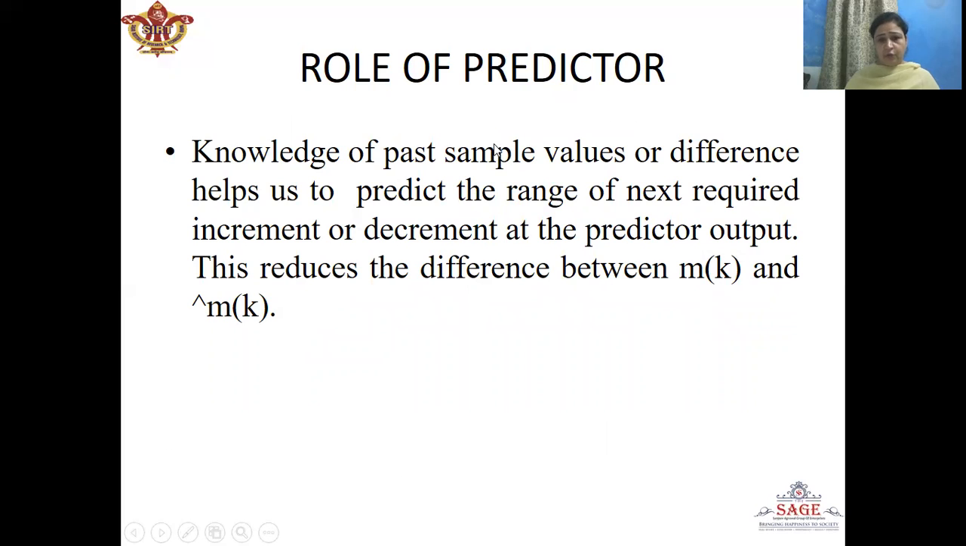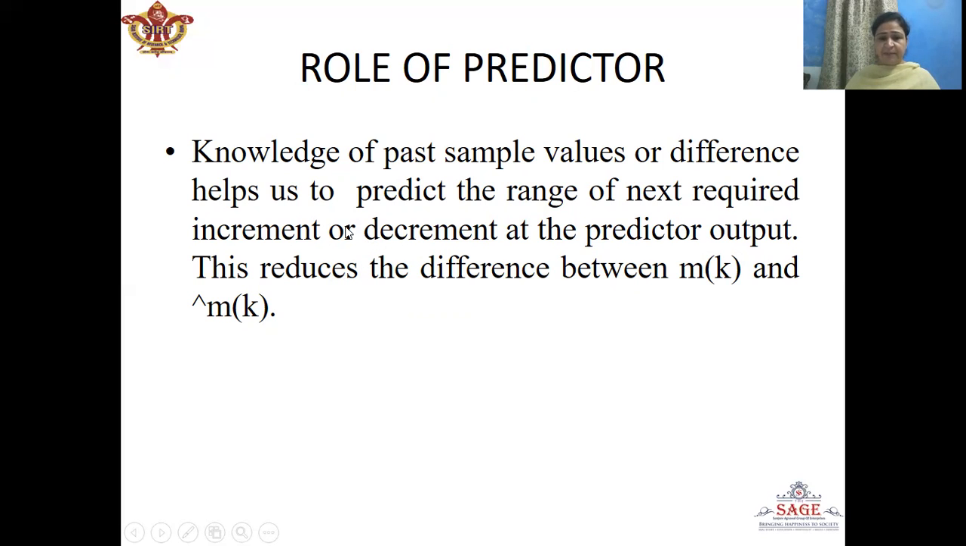Now, role of predictor. Knowledge of past sample values or difference helps us to predict the range of next required increment or decrement at the predictor output. It reduces the difference between MK and MCAPK. If the difference between them is positive, in that case, we can say that MK is greater than the predicted value. So here, the predicted value will try to increase its amplitude to reach the value of MK. So there will be increment in the predictor output.